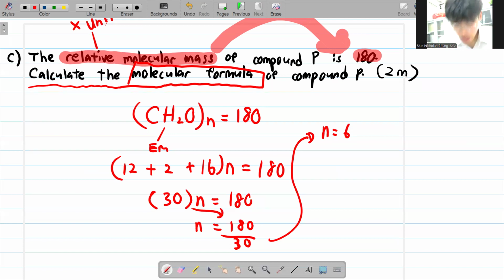Don't confuse. The moment when I put N just now to find out my molecular formula, the N is for me to substitute back into my empirical formula to get back my molecular formula, which means my original formula. So start it back. You copy and paste everything first. So we copy again. This time I'll use the blue pen.